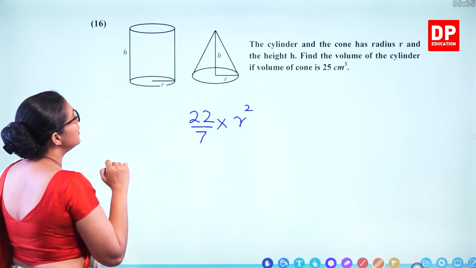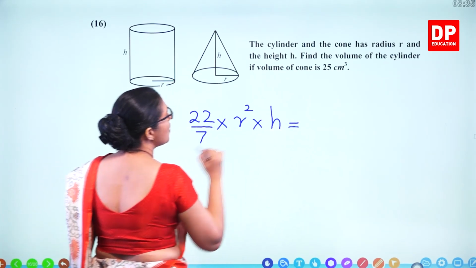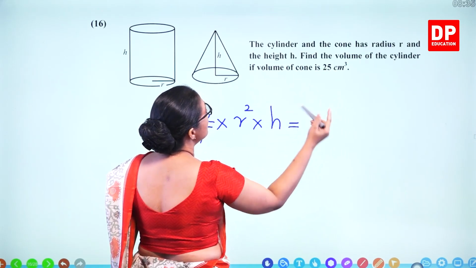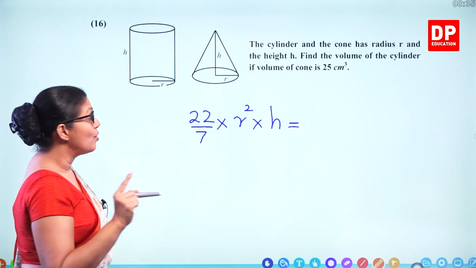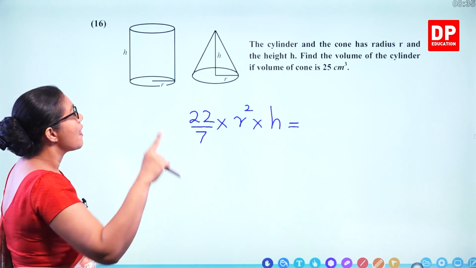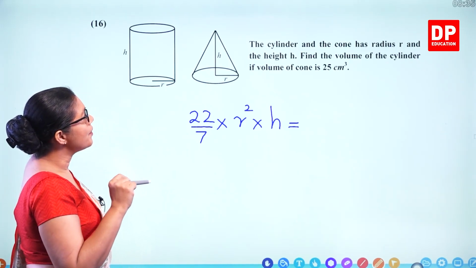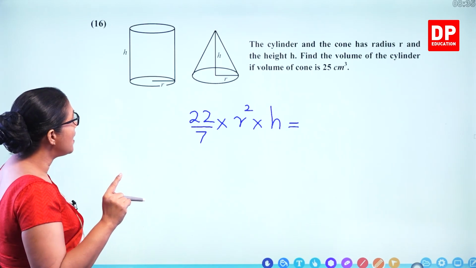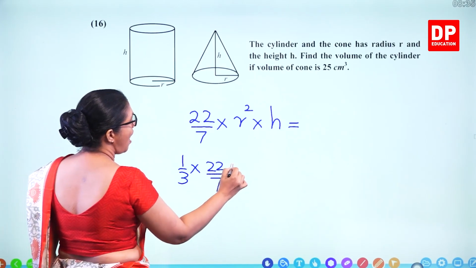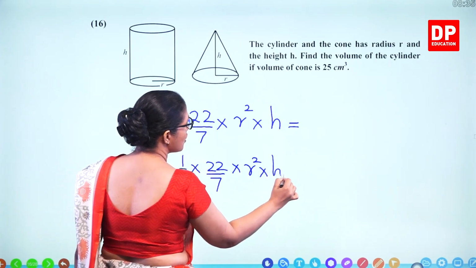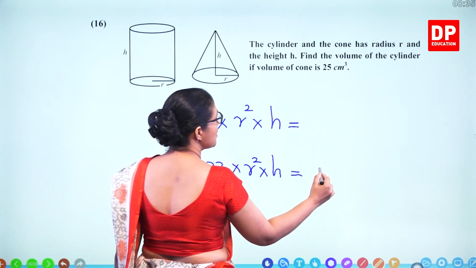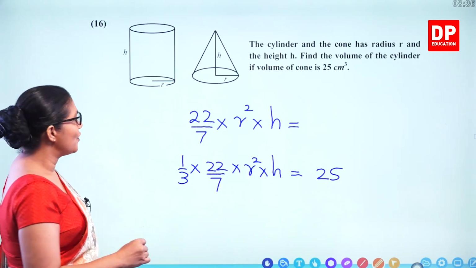Pi is 22 over 7. r squared h is equal to what? You need to find it out. But it says, what's the volume of the cone? Can you remember? 1/3 pi r squared h is equal to 25, given. That's given. So you can substitute this one.